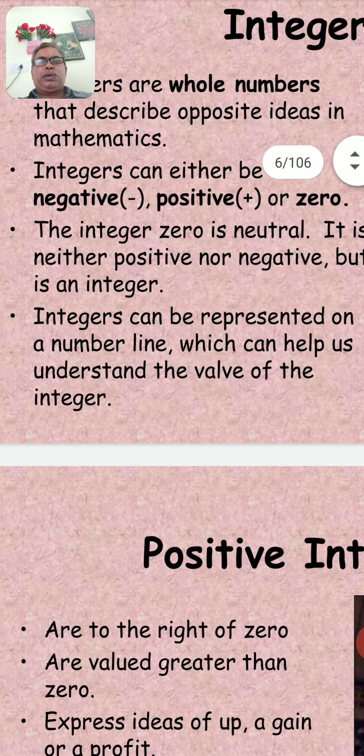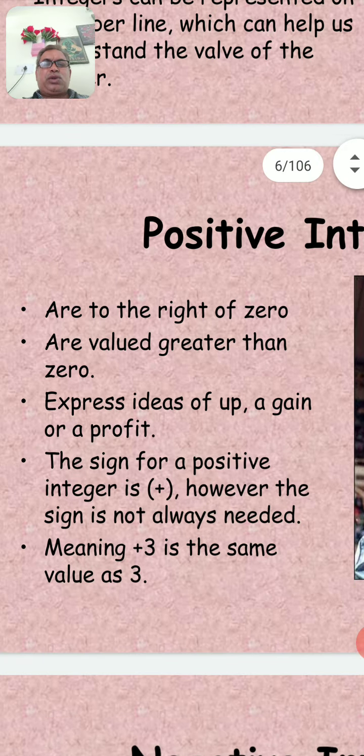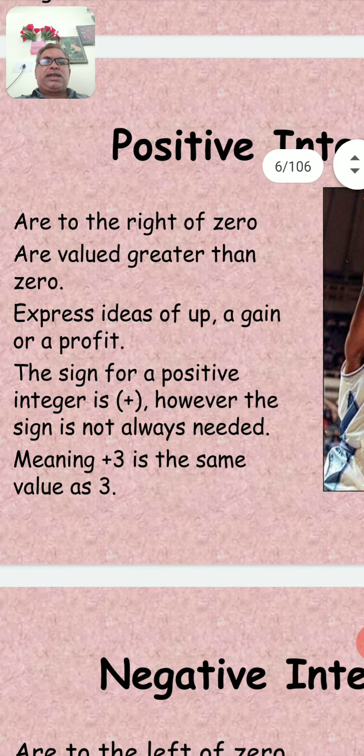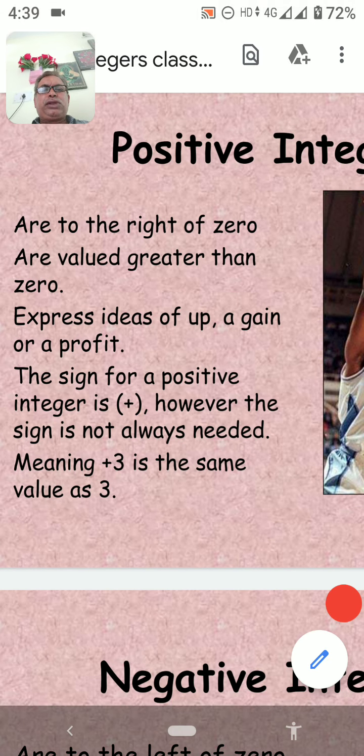It is called 0. The integer can be represented on a number line, which can help us to understand the value of the integers. So what is the value of that integer that we understand on the number line? An integer has two things, its sign and its value. Suppose you take positive integers, they live on the number line at the right side of the 0, and they are valued greater than 0. All are greater than 0, which means they are at the right side.